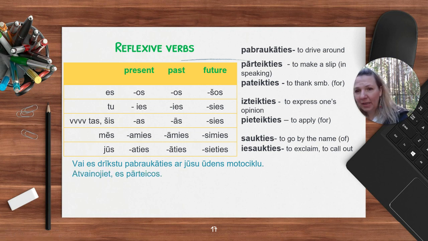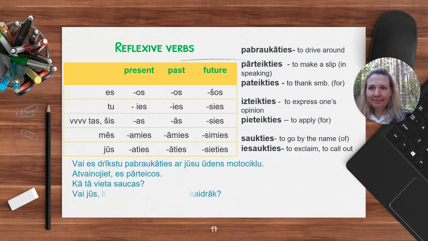Atvainojiet, es pārteicos. So atvainojiet, excuse me, I, yeah, slipped my tongue or something like that. Es pārteicos. Kā tā vieta saucas? Kā tā vieta sauc? Of course you could say, kā to vietu sauc? How the place is called, yeah? But sometimes, you know, people play with the words and they change it a bit, and then it could be how this place called itself.